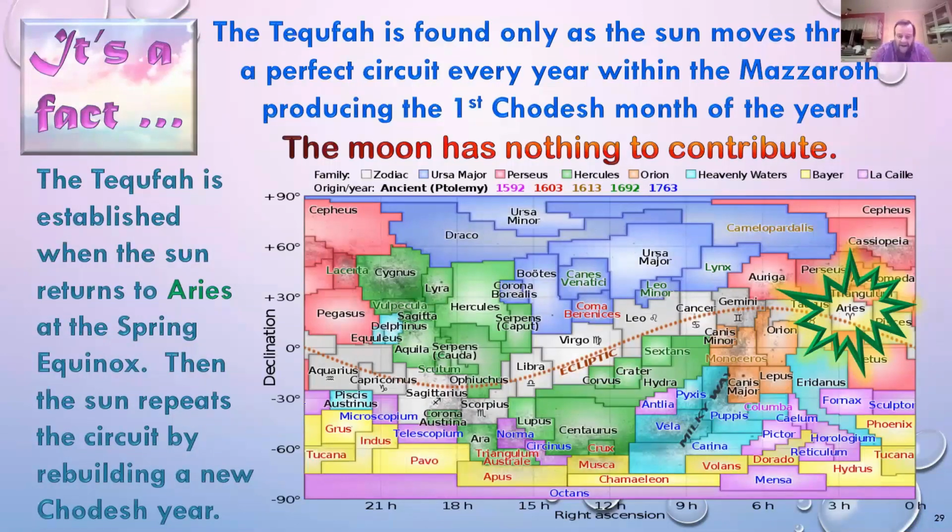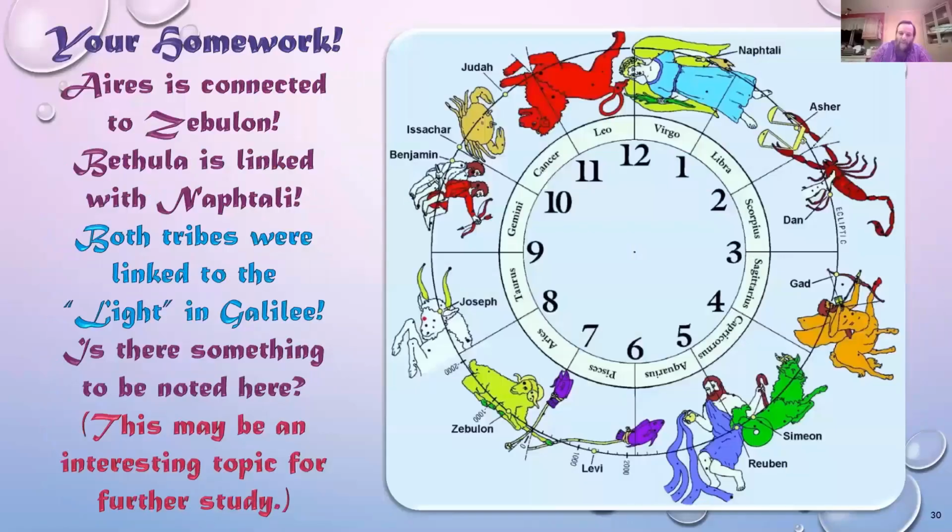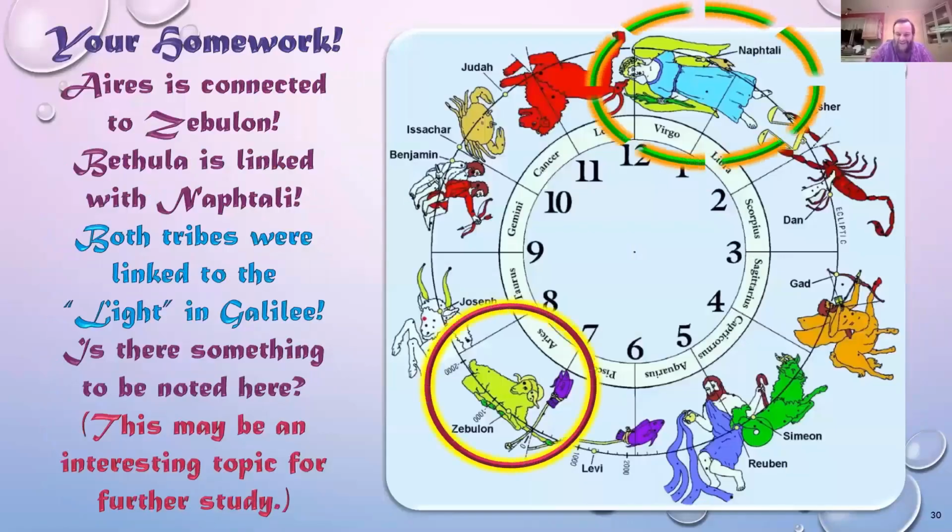Okay, here's some homework for everybody. And I really hope somebody will take me up on this. And I think Charlene's hoping to. Not think, I know she's hoping. Your homework. Aries is connected to Zebulon. Bethula is linked with Naphtali. Both tribes were linked to the light in Galilee.